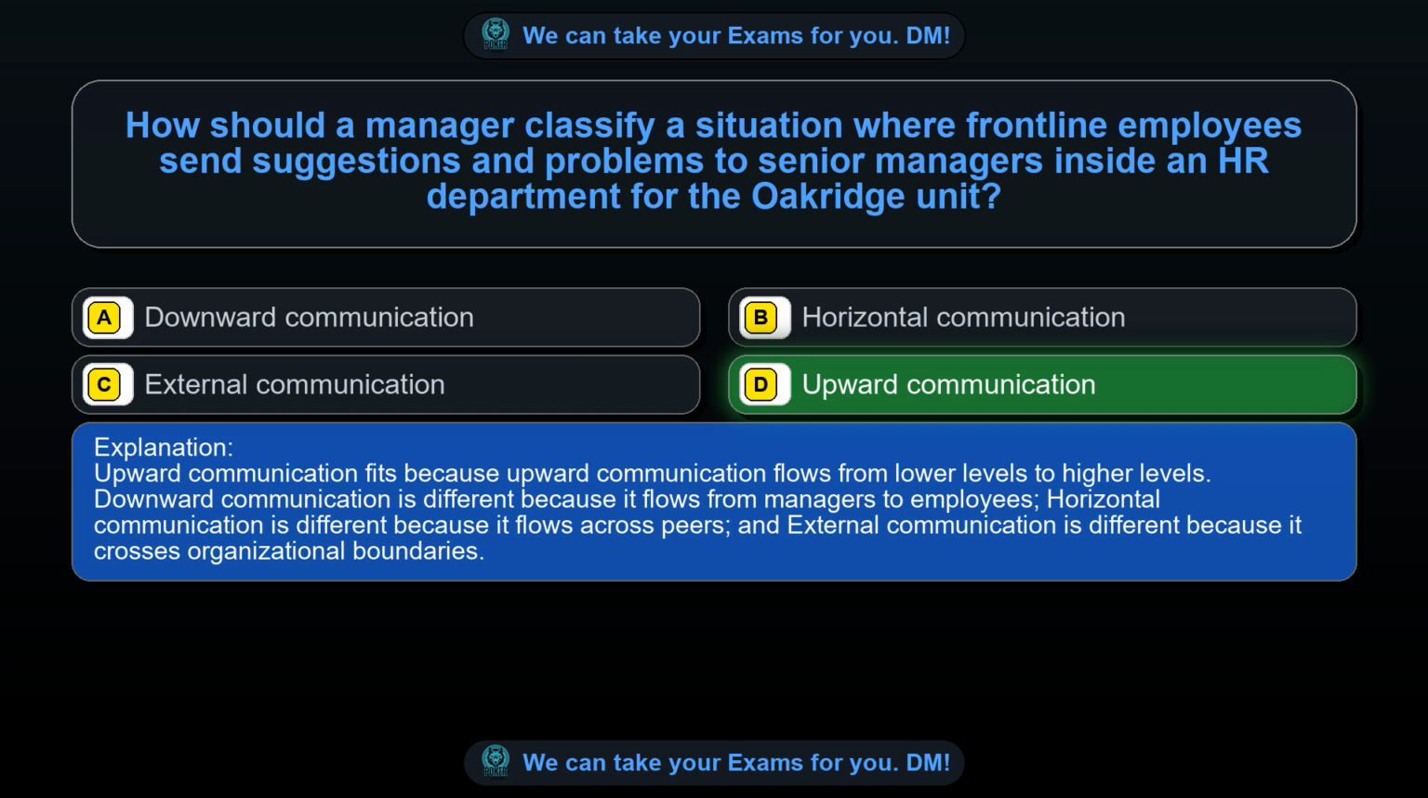Downward communication is different because it flows from managers to employees. Horizontal communication is different because it flows across peers, and external communication is different because it crosses organizational boundaries.